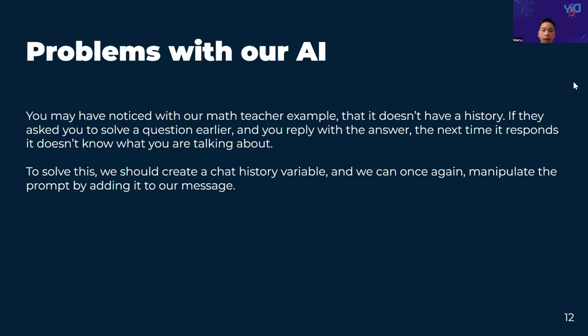So there are still problems with our AI. In the math teacher example, it doesn't have a history. If you asked it a question to solve earlier and it replied with the answer, the next time it responds, it doesn't know what you're talking about. To solve this, we have to create a chat history and update it every single time. Basically the problem is it doesn't have a memory.